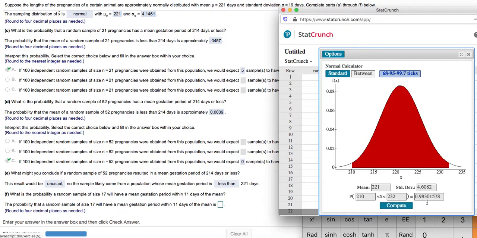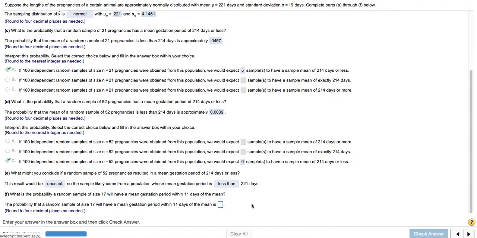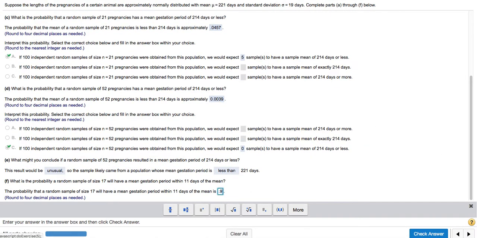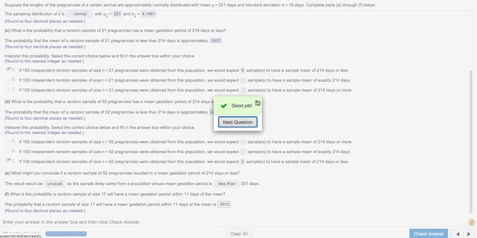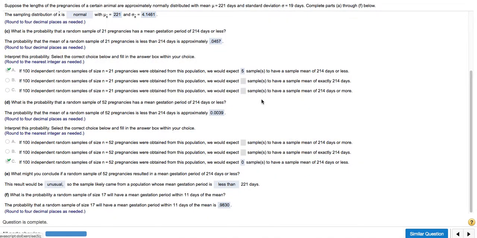which is quite high. That is not unusual that it would be that large, but the value is 0.9830. Okay, so about 98%. Okay, that is everything for this question.